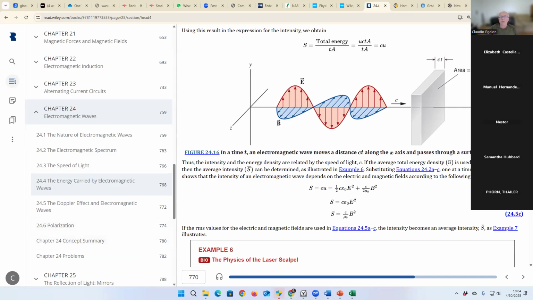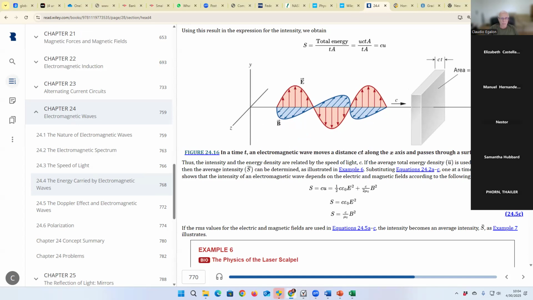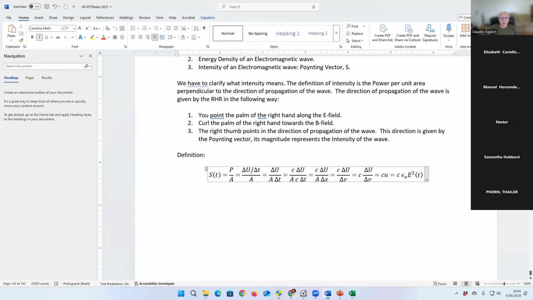Okay, Manuel, so here you go. And we can here write, right? Here you go. Here's the intensity of the wave. We can write it in a slightly different way, right? And don't forget that this c, remember there is a relationship between c and those two constants.